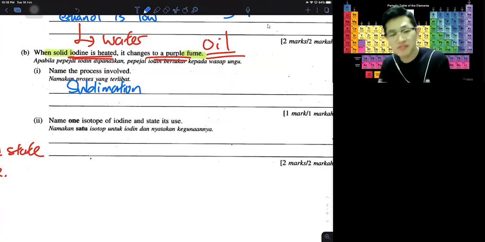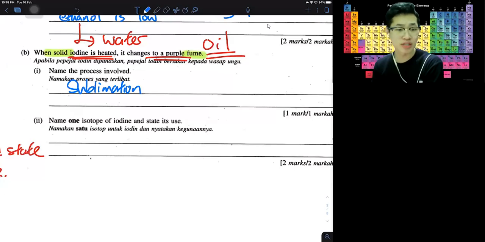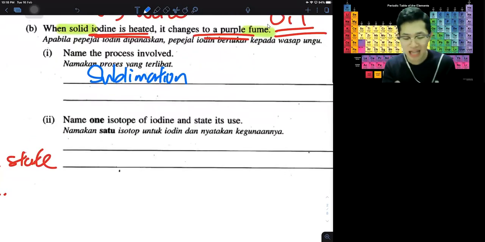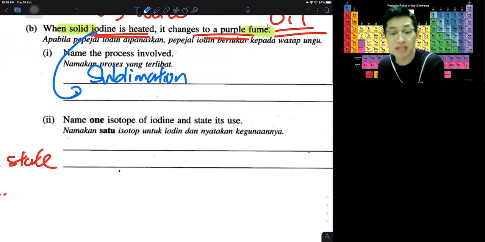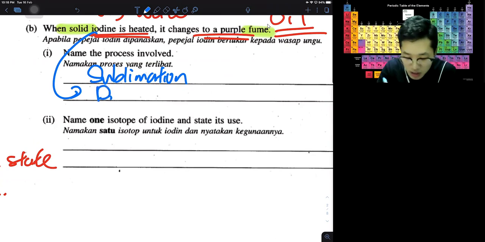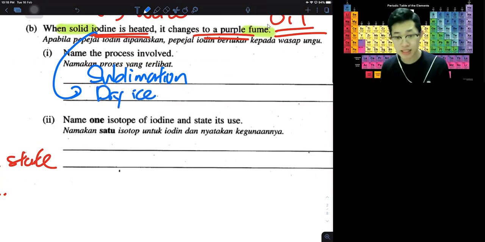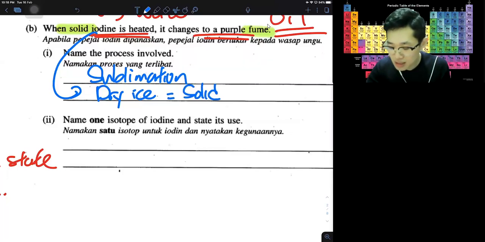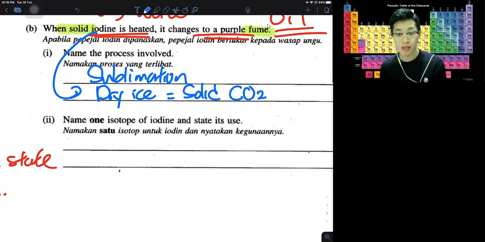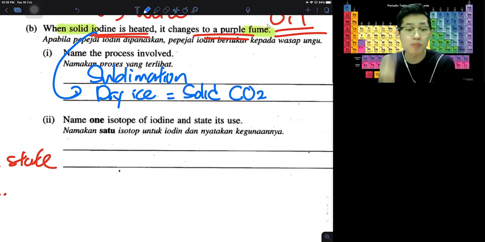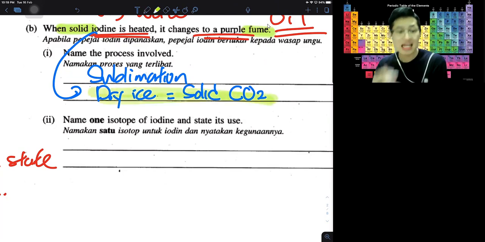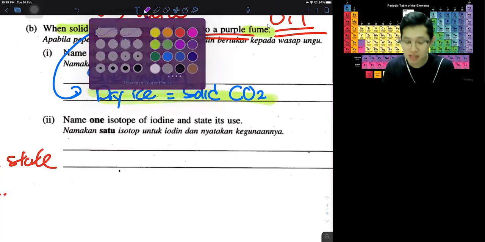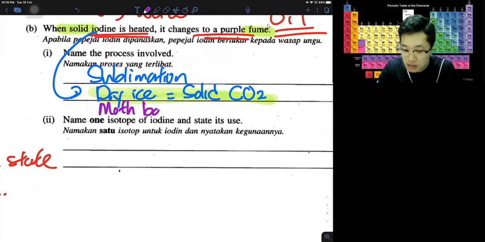So here, the extra info I'm going to ask you is, other than iodine, what are the other substances that can undergo sublimation? Other substance. Okay, yes, very good. You can say dry ice. Do you know that dry ice is actually equals to solid carbon dioxide? Okay, just in case you see this in your objective, solid carbon dioxide, it is actually dry ice. Yes, other than dry ice, solid carbon dioxide, you can give me the example, mothballs.